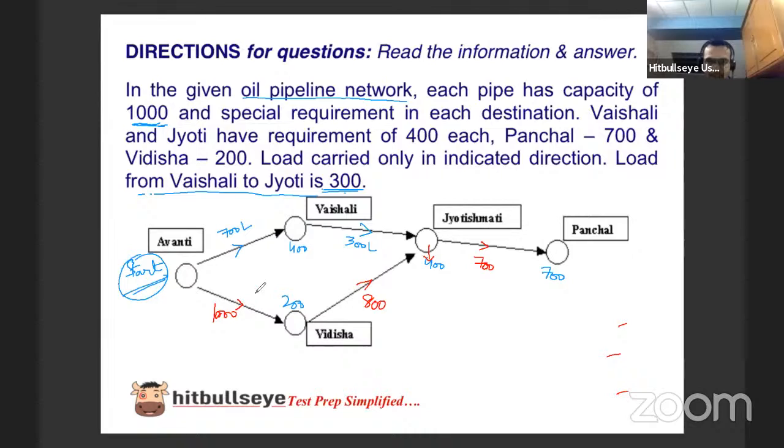Absolutely correct. Clear everyone? Please confirm. Very important. We have to understand these dynamics first. Which pipe is getting how much, and what is the oil going for each one of the stages. So once this picture is clear, then we'll go to the questions. Let's go to the next one.